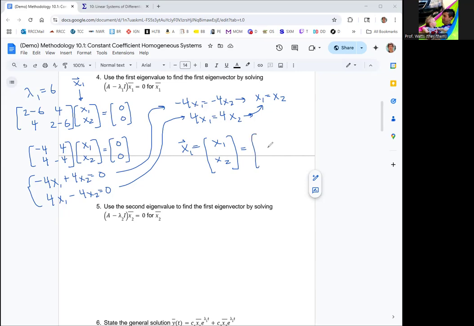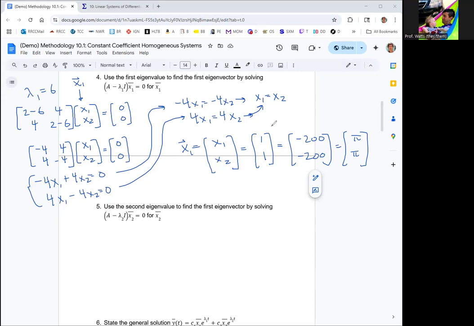Now you don't want to pick 0, 0, because the zero vector is a trivial solution for any homogeneous system. So we want non-zero. We'll be boring and just pick 1, 1, but you could pick anything you want as long as these have the same components. These are all eigenvectors. The easiest one to pick is the vector 1, 1.